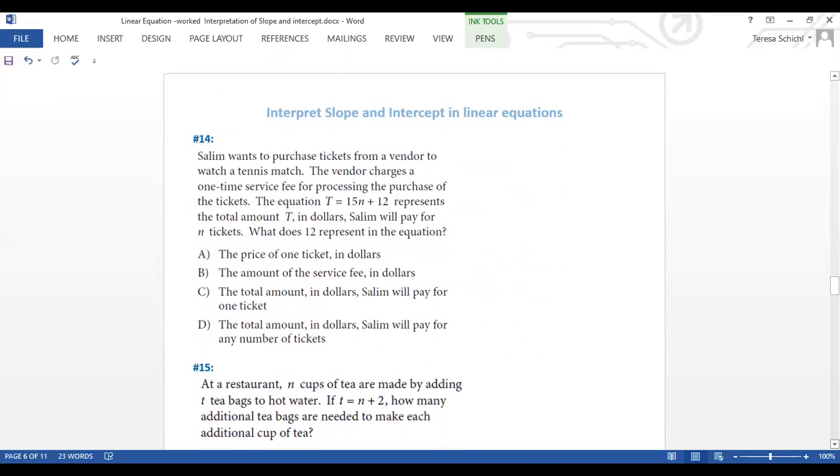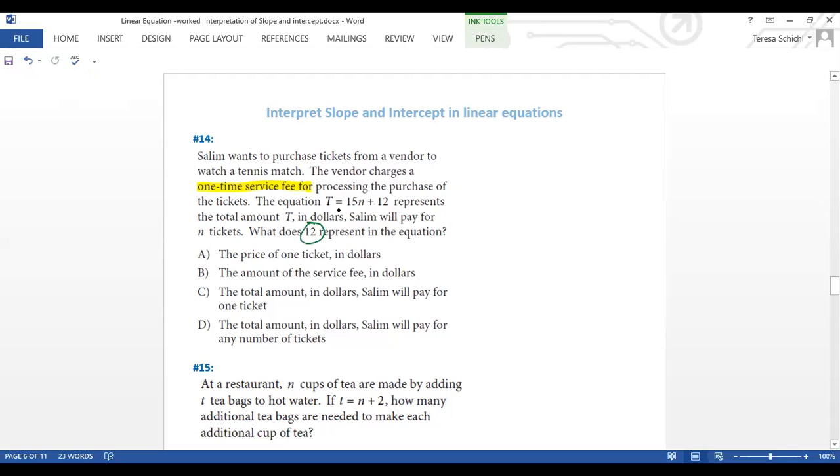Okay, so let's take a look. The next one is here. The student wants to purchase a ticket from a vendor to watch a tennis match. The vendor charged a one-time service fee. So you highlight "one-time service fee." It's kind of like the fixed cost, right? And processing the purchase of the ticket. Then the equation is 15n plus 12, representing the total amount in dollars the student will pay for n tickets here, right? So what does the 12 mean in this equation here?